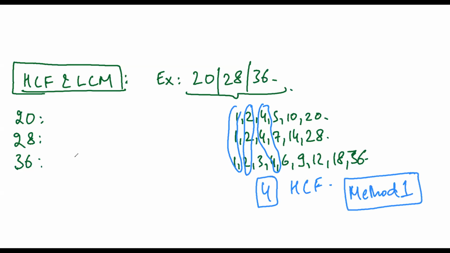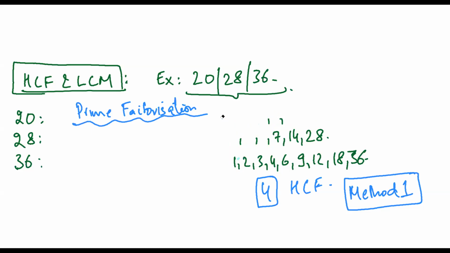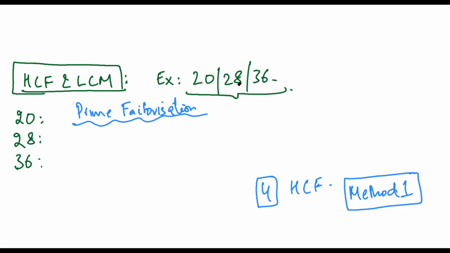There is another method. The other method is prime factorization. How do we do prime factorization? What we do is, okay, I'll rub this. Prime factorization is the second method of finding HCF. This is method 2.